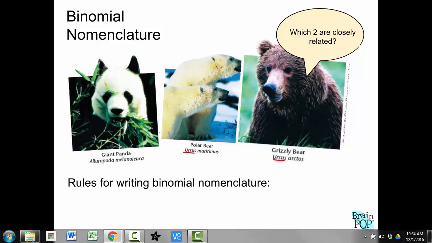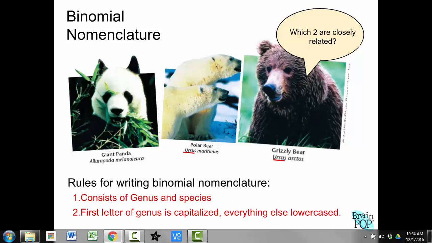The last thing is about how we write a scientific name. There are certain rules we have to follow. First of all, it's the genus and the species, and we capitalize the genus name. We don't capitalize the species name. You'll notice in each of these examples, the U or the A has been capitalized, the M or the A has not. We capitalize the first letter of genus, and that's all.